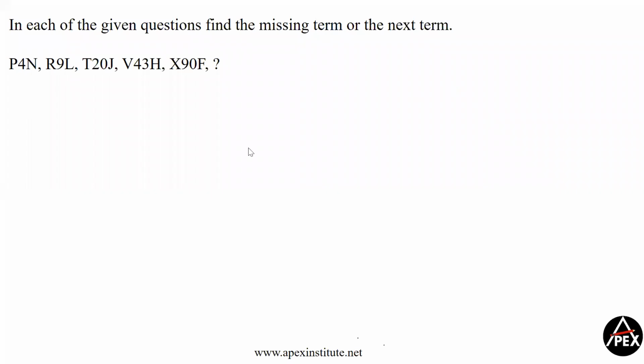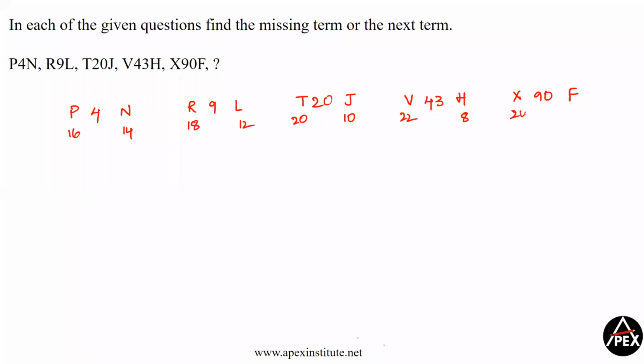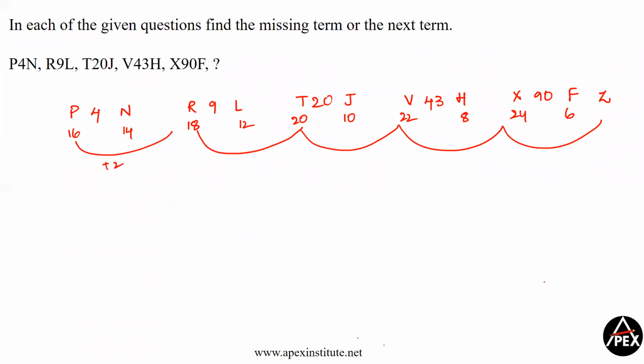So the terms are P4N, R9L, T20J, B43H, X90F. P corresponds to 16, and 14, 18, 12. So T is 20, then J is 10, B is 22, 8, 24, and 6. If you observe, 16 plus 2 is 18, 18 plus 2 is 20, 20 plus 2 is 22, 24, and the next alphabet will be Z, isn't it?